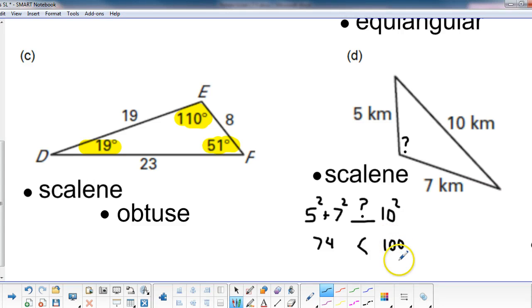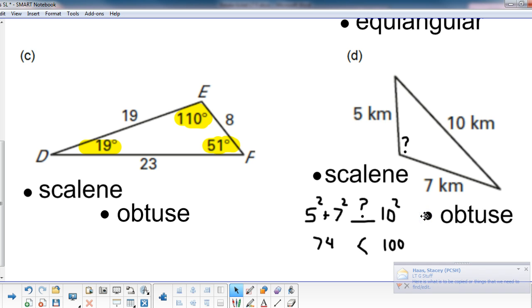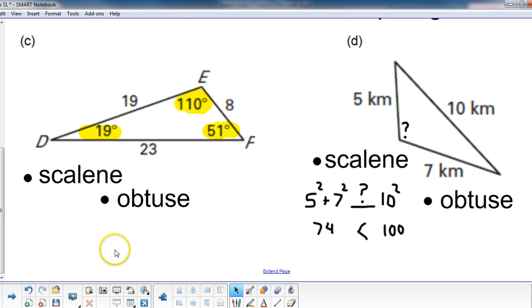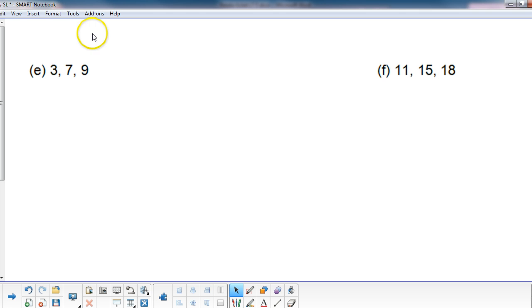What this means in the end, because this side represented my hypotenuse, is the hypotenuse got bigger, and anytime the hypotenuse gets bigger, the angle must also get bigger, and so this is an obtuse triangle. Obtuse triangle. We will continue to practice that down below. Continue on to the last two questions.